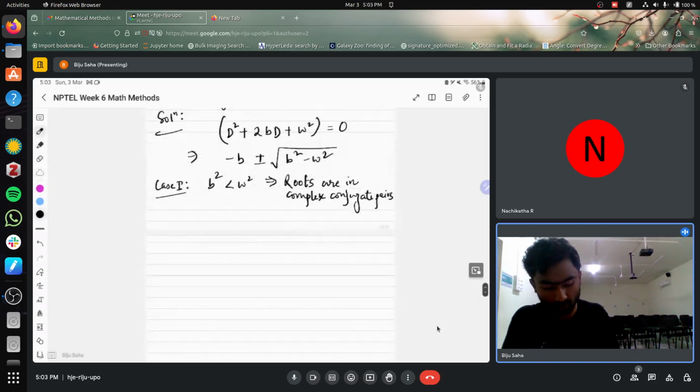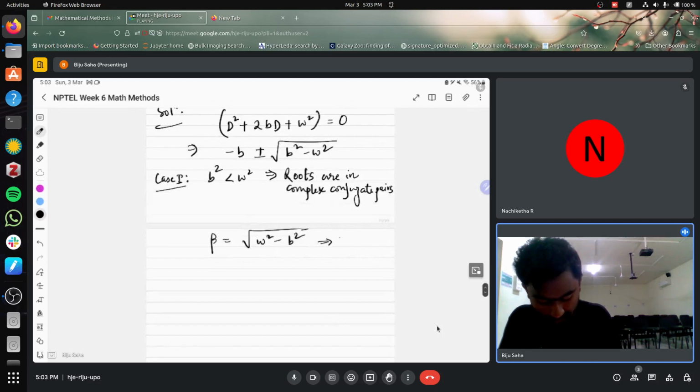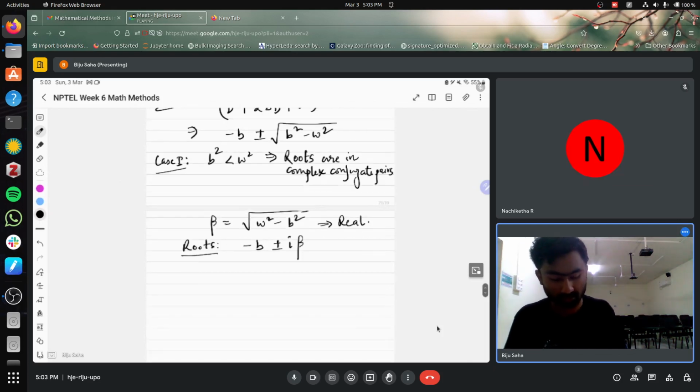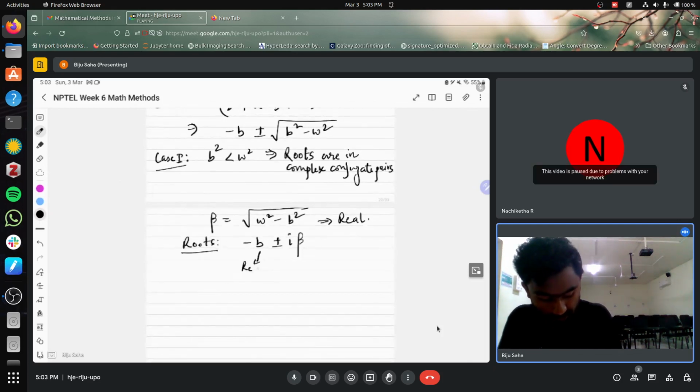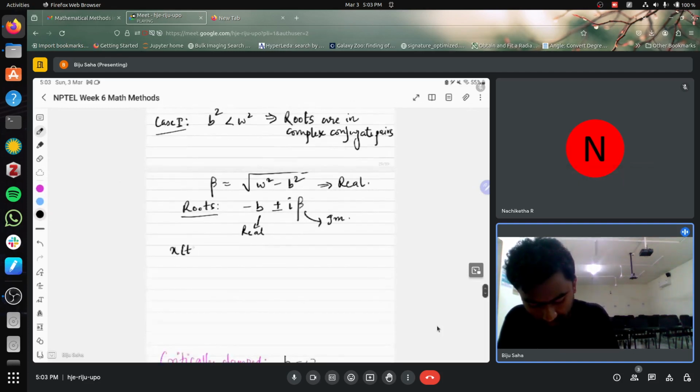Roots are appearing in complex conjugate pairs. So let's define a beta to be omega square minus b square. This part is real. Right now my roots are minus b plus minus i beta. This is my real part and this is my imaginary part. So my x(t) is e to the power of minus bt times a sine beta t plus b cos beta t.